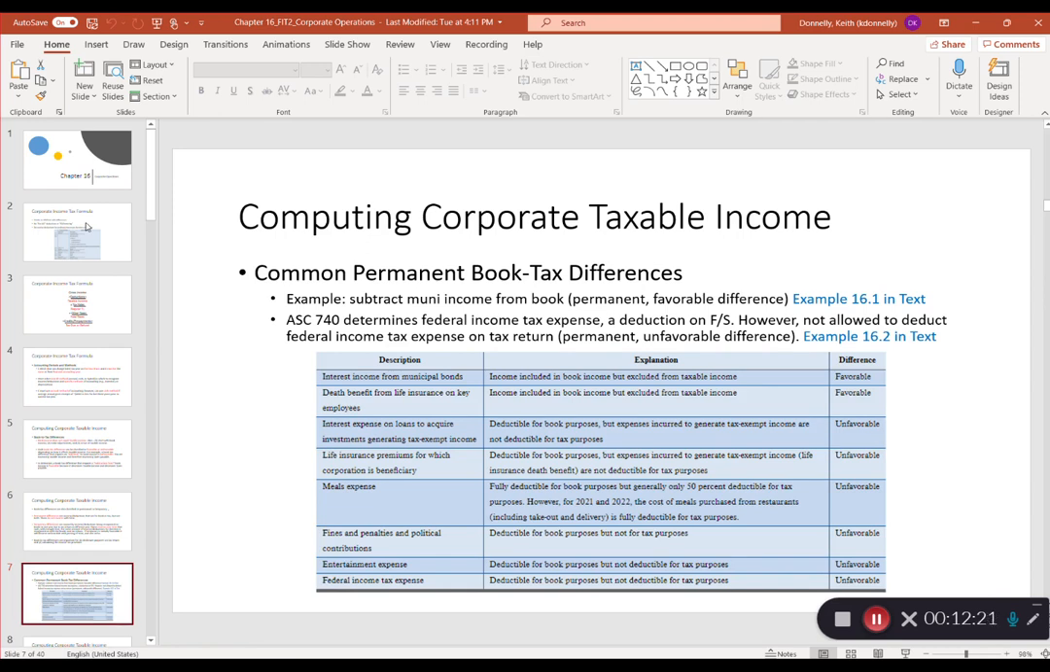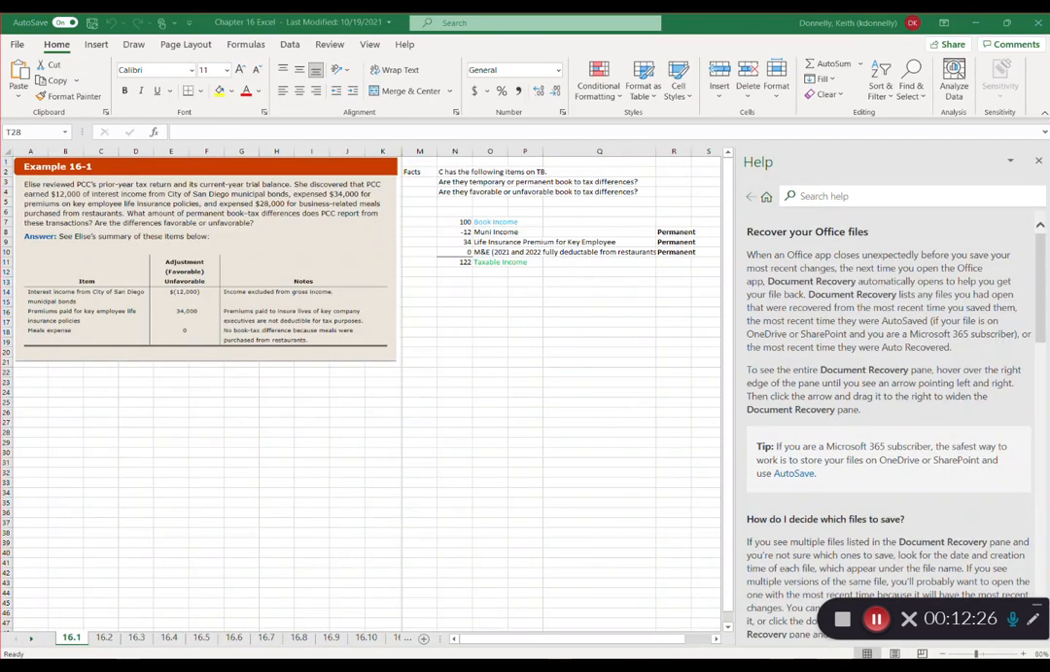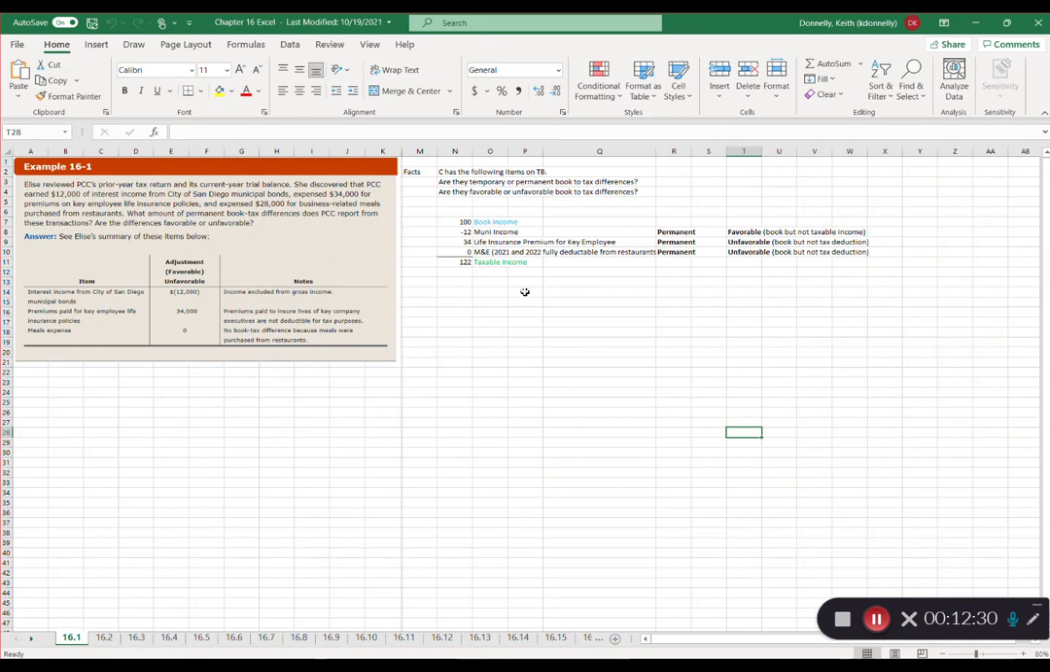Now, this right here is just showing you some of the differences. Let's look at example 16.1 and 16.2. So here's 16.1. Looks like we have book income of 100 and taxable income of 122. So we know right off the bat, right, book income does not equal taxable income.